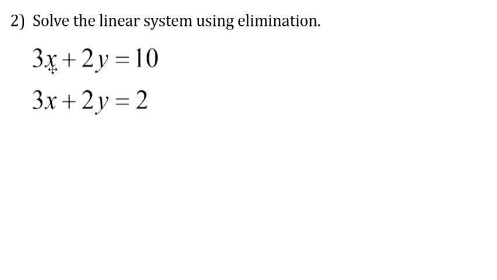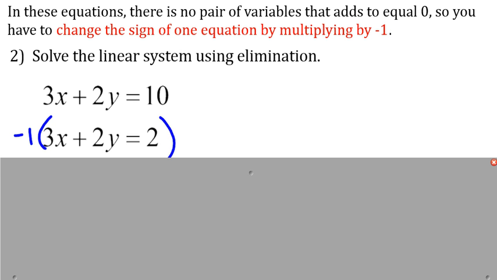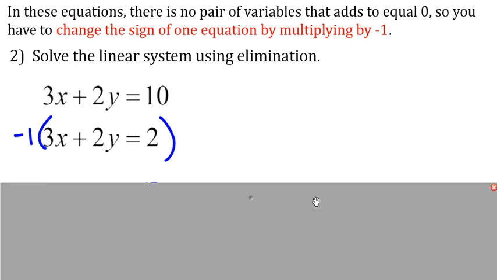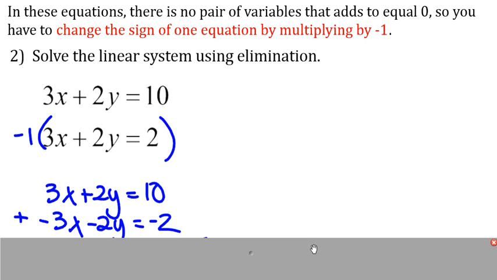Well, if one of them was a negative and I added it to the positive, that would make a 0. So perhaps if I multiplied one equation by a negative 1, I could add them together and eliminate one of my variables. So why don't I take the second equation and multiply everything there by negative 1, and then I can add the two equations together. So I would have my first equation untouched, 3x plus 2y equals 10, and my second equation is now negative 3x minus 2y equals negative 2.